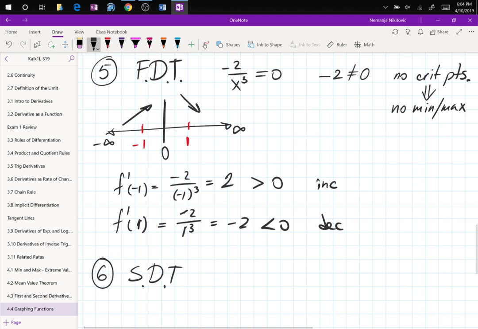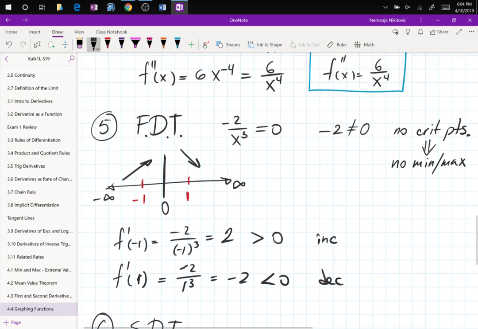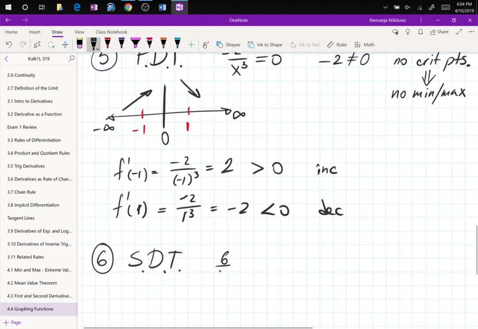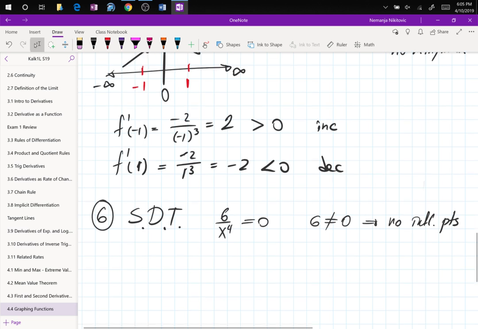Second derivative test, SDT. Our second derivative boxed was 6 over 4x to the 4. We set that equal to 0 to find inflection points. When we cross multiply, we get that 6 is equal to 0, which is not. So that immediately means no inflection points. But we still have a vertical asymptote at 0, so we get to partition at 0, right? Our domain from negative infinity to positive infinity.